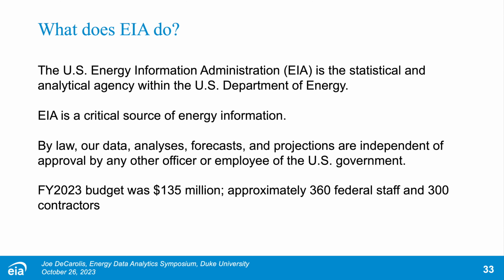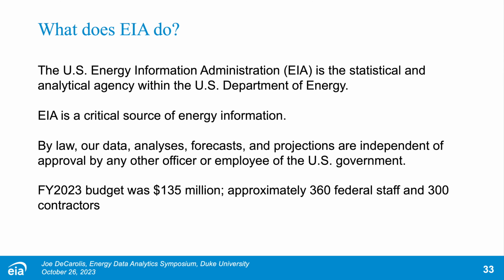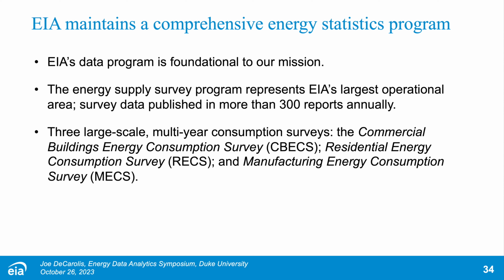The other point is that we operate independently. So when we produce data, when we produce reports, we're not asking permission to publish that. We operate completely independently of any other part of the Department of Energy or the rest of the federal government, again, when it comes to releasing products and what we say in those products. Just to give you a sense of scale, our fiscal year 2023 budget was $135 million. We have about 360 federal staff and another 300 contractors.